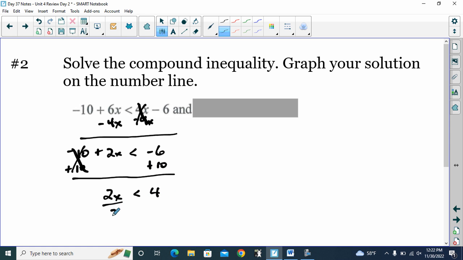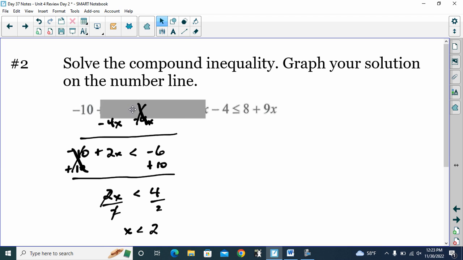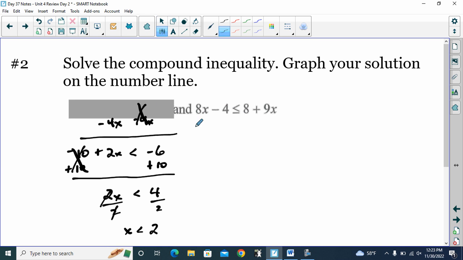And divide both sides by 2. I never did multiply or divide both sides by a negative number. I divided here, but I divided by positive 2. I do not flip my inequality. I get x is less than 2. Now we're going to solve this part. Subtract 8x. I've got negative 4 is less than or equal to 8 plus x.